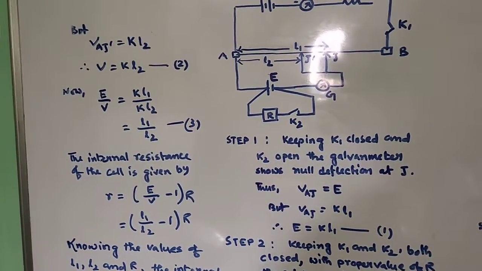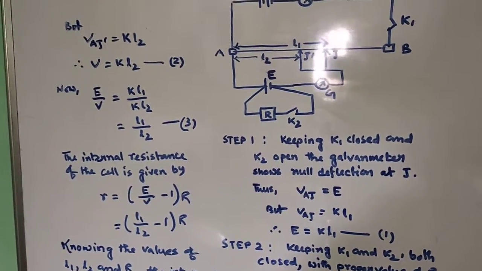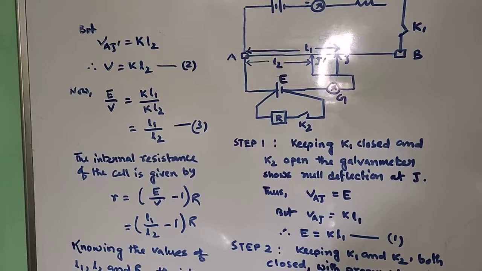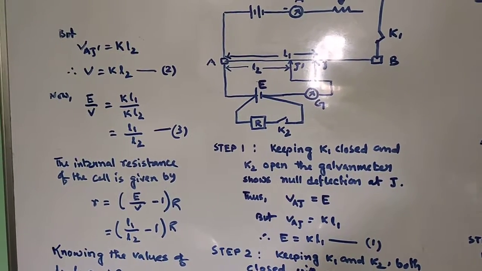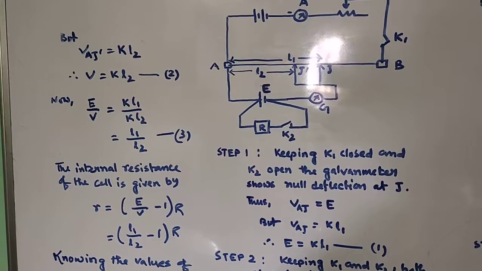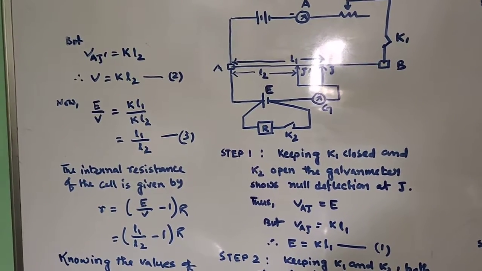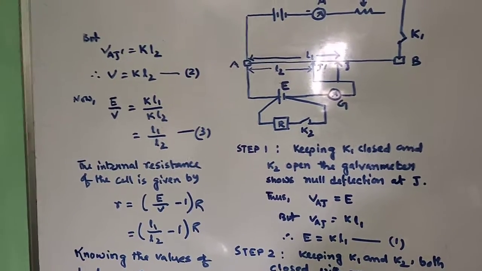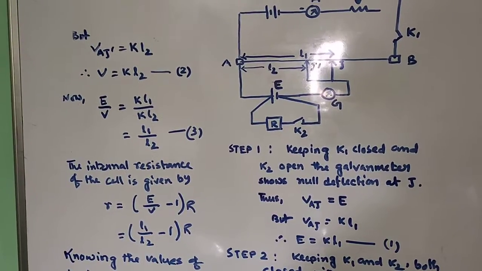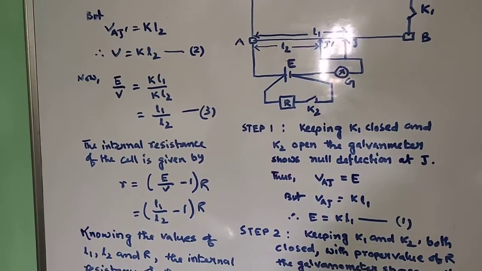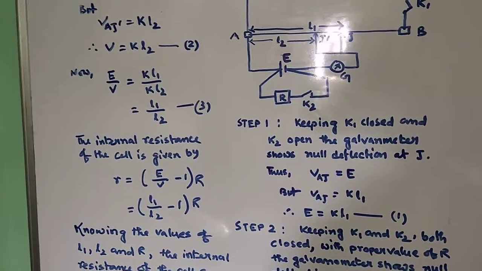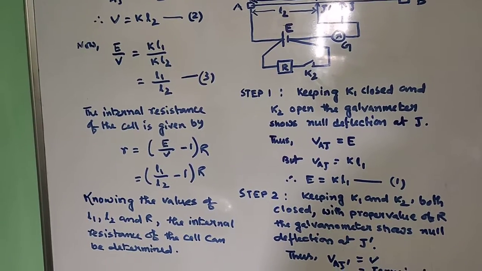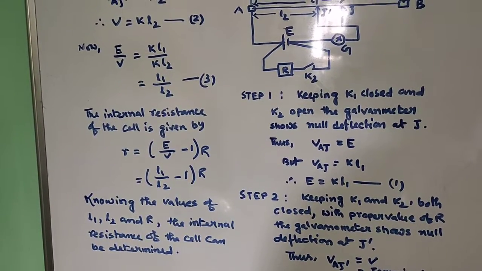Now the internal resistance of the cell, this topic we have already defined, and the expression which you have got is small r equal to (E by V minus 1) capital R. Capital R is the resistance which you have connected across the cell, and to get the null point we picked some resistance value from the resistance box, and that value is capital R. So E by V minus 1, within brackets, capital R. E by V we are getting as L1 by L2. So small r equal to (L1 by L2 minus 1) capital R. So knowing the values of L1, L2 and R, the internal resistance of the cell can be determined.